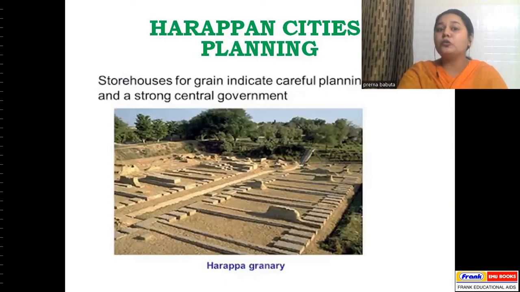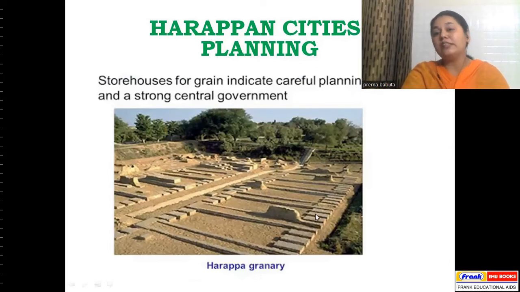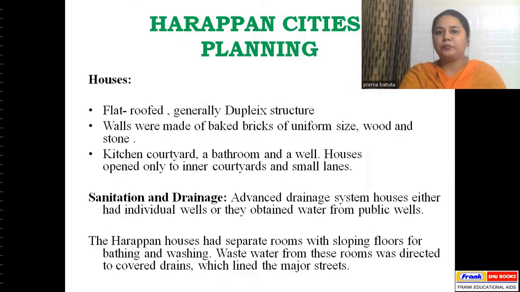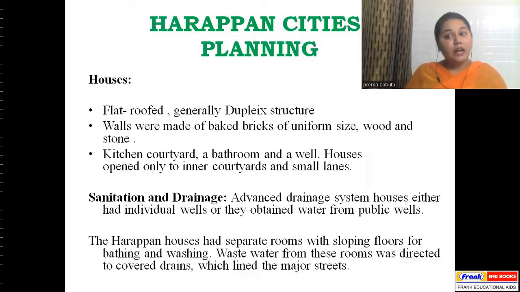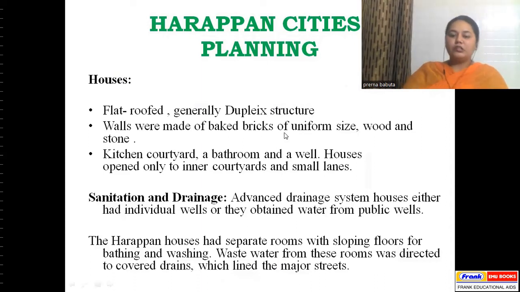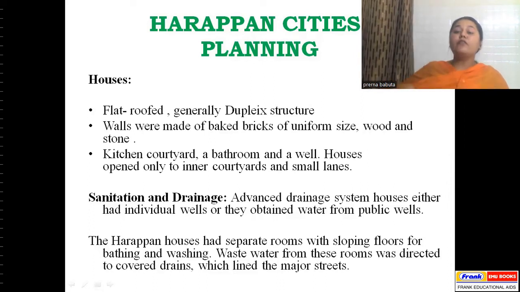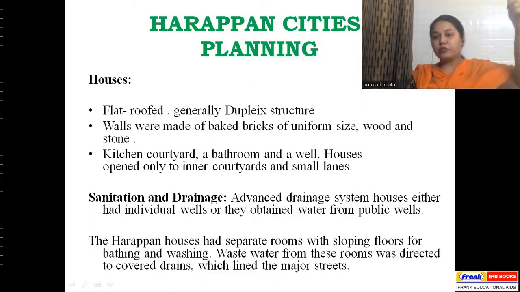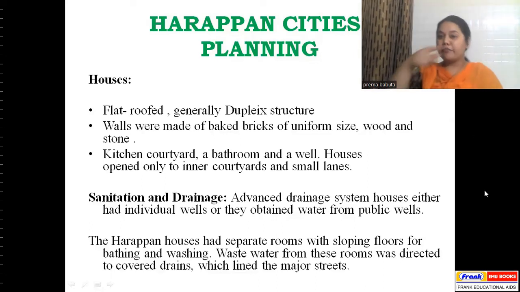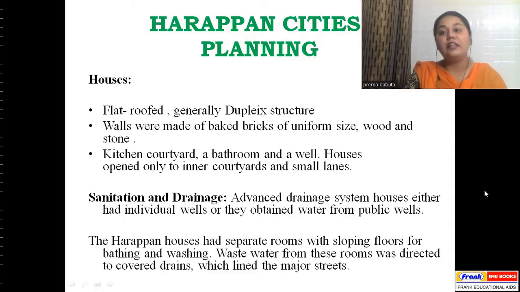Then, as I already told you, storehouses for grain, the granaries, indicate careful planning and a strong central government. This is a granary which was found at the Harappan site. Then houses. How were the houses built in the Harappan civilization? They were flat roofed, generally a duplex structure. So what is a duplex house? When you have a multi-story house, but the entrance of each floor is from within the house. You don't have to go out to go to the first or the second floor. The staircase is from within the house.